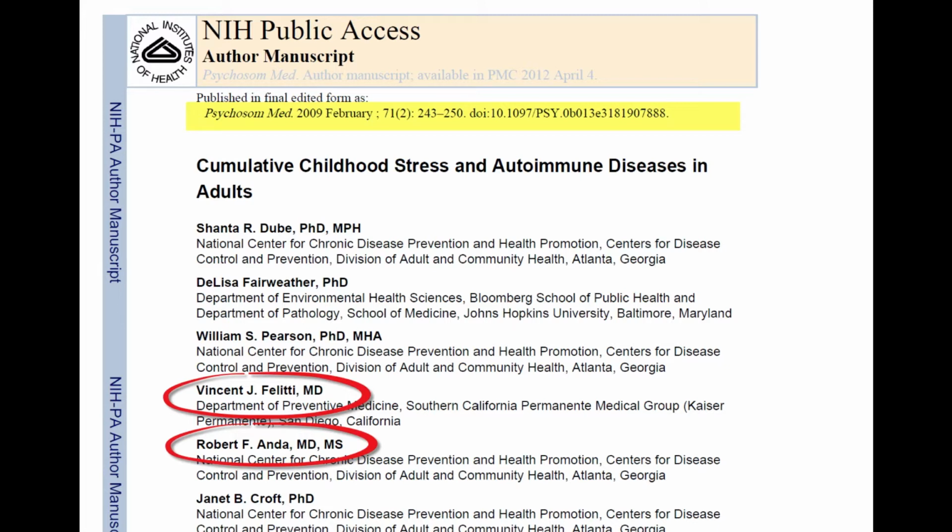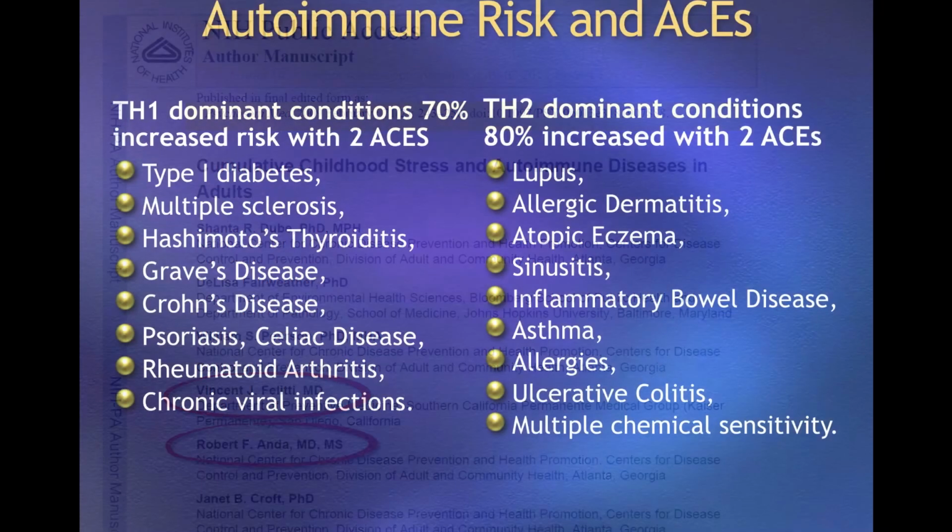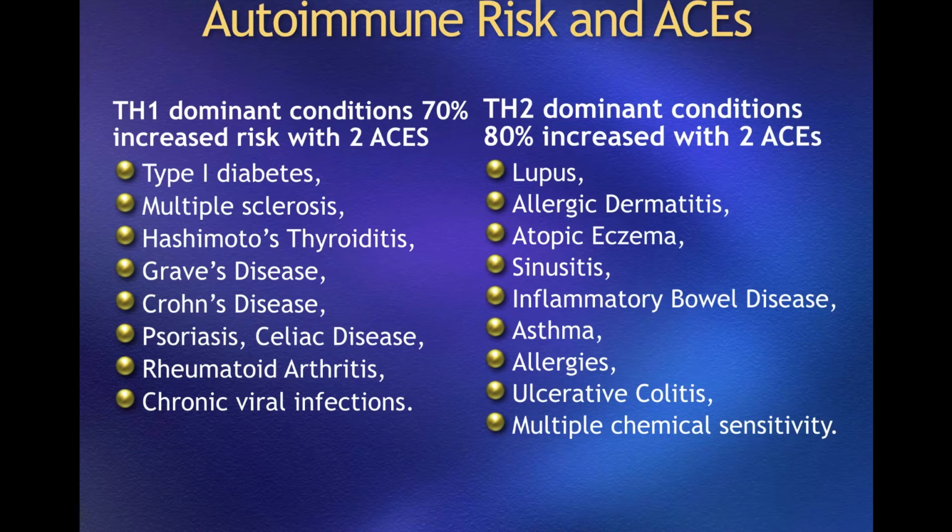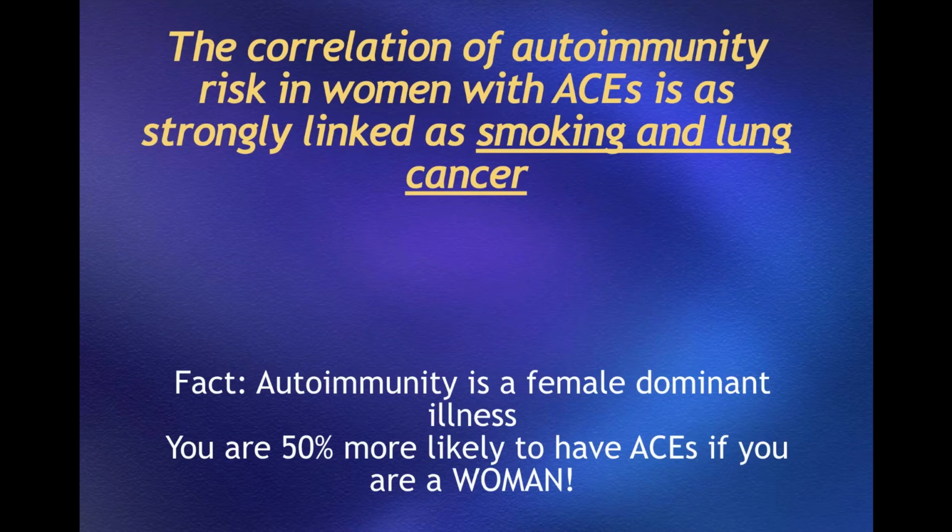They followed up in 2009. It was Dr. Felitti and Dr. Anda from the CDC, a huge study. This was about 17,000 people again, looking at ACEs and autoimmunity. Essentially, if you had 2 ACEs, you have a 70% increased risk of the Th1 dominant conditions. For Th2 dominant conditions, you have an 80% increased risk with just 2 ACEs. And the correlation of autoimmunity risk in women with ACEs is as strongly linked as smoking and lung cancer. Autoimmunity is a female dominant illness, and you are 80% more likely to have ACEs if you are a woman. So that's also very interesting data to consider.